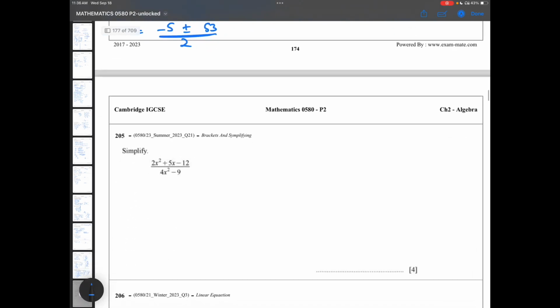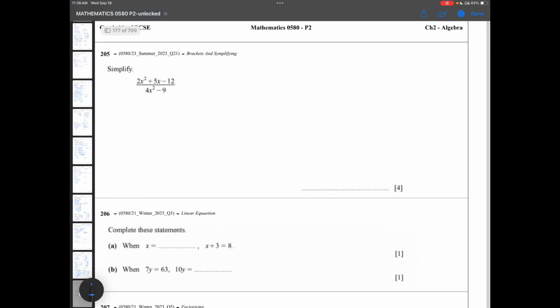Now in the next question, number 205, it says simplify (2x squared plus 5x minus 12) upon (4x squared minus 9). In order to simplify, I will first factorize the numerator as well as the denominator. In the numerator, we can factorize it using the middle term breaking method. The coefficient of x squared is 2. I will multiply this 2 with 12, and I will get 24.